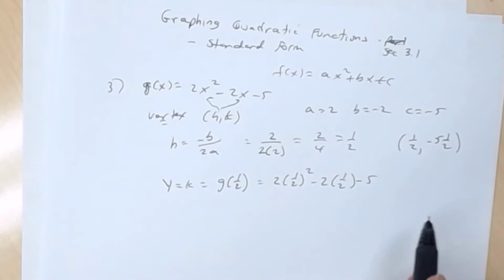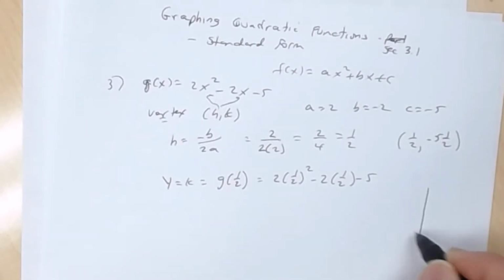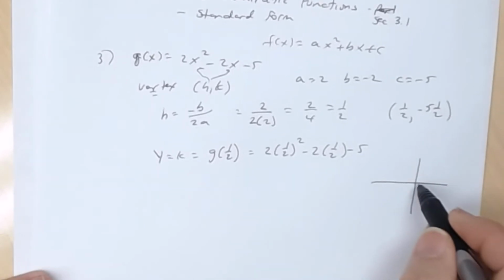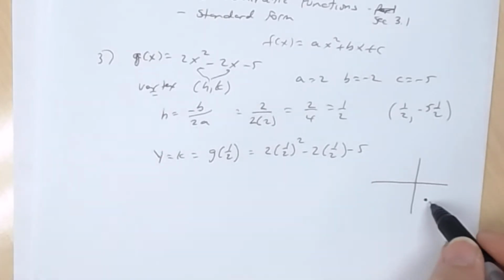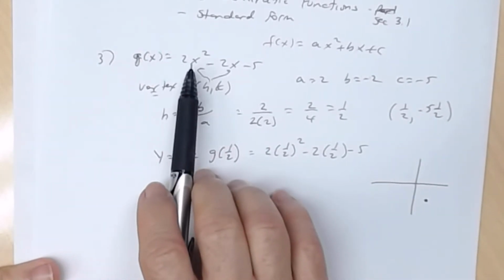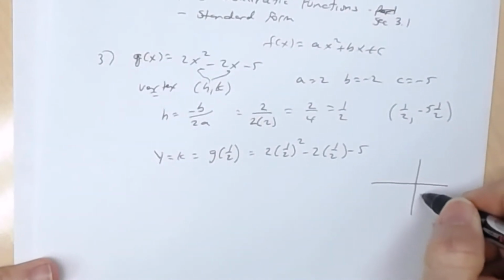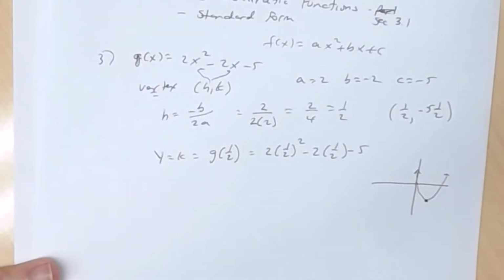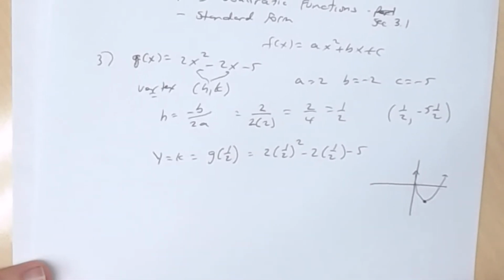Now let's talk about this vertex. The vertex is 1/2, negative 5.5, so I know that the vertex is in quadrant 4. My next question is this: does the parabola open up or down? Remember, you look at a. If a is positive, the parabola opens up, so it's going to do something like this. So I know now that I'm going to have some x-intercepts, which we're going to find at some point.